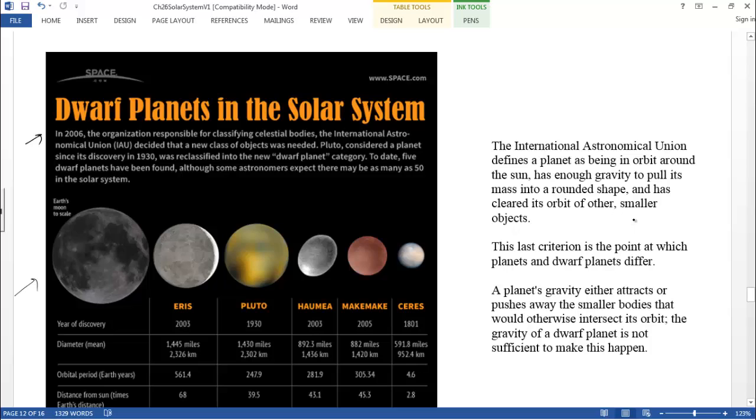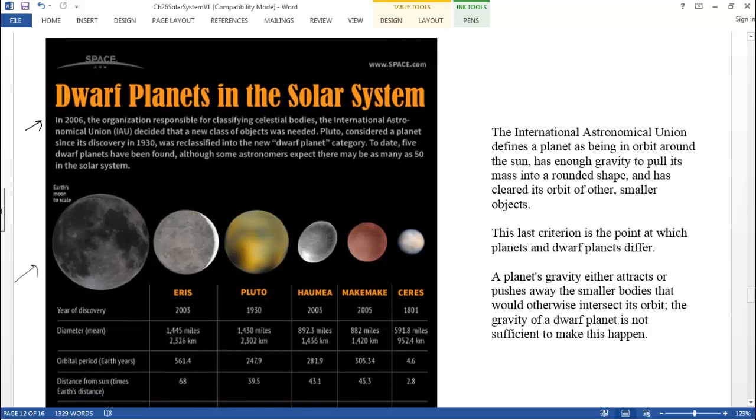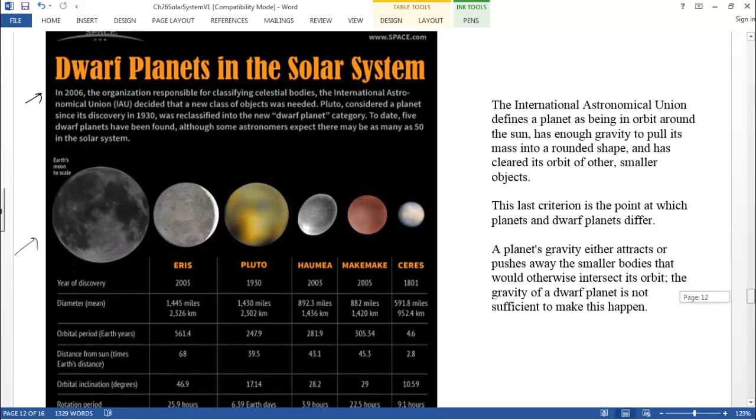And it kind of makes more sense to call Pluto a dwarf planet because there are other objects in the solar system bigger than Pluto that we're also not calling regular planets. We also classify those as dwarf planets.